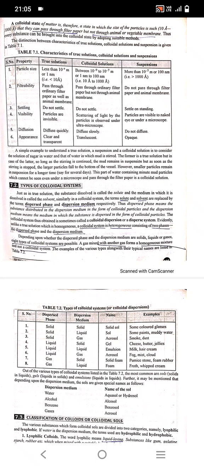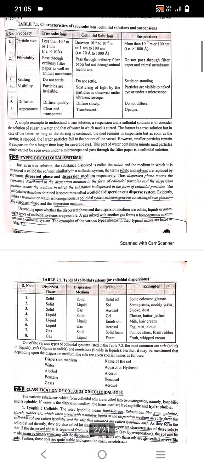Unlike a true solution, which is homogeneous, a colloidal system is heterogeneous, containing two phases, the disperse phase and the dispersion medium. Depending upon whether the disperse phase and the dispersion medium are solid, liquid or gas, eight types of colloidal systems are possible. A gas mixed with another gas forms a homogeneous mixture, which is not a colloidal system. The examples of the various types, along with their typical names, are listed in a table.